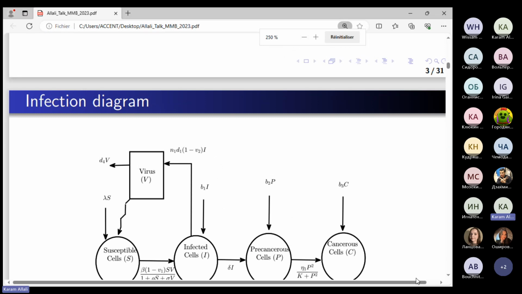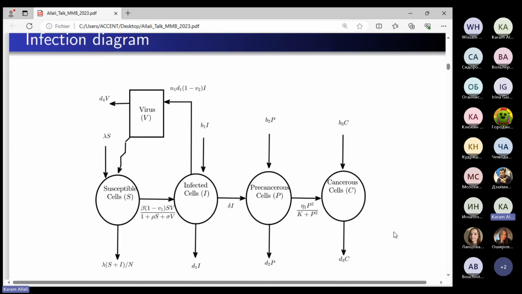Okay. So the five compartment model is, as you say, in your computer. So we have five compartments: the susceptible cells, the infected cells, there is some precancerous cells P, and the cancerous cells, denoted by compartment C.